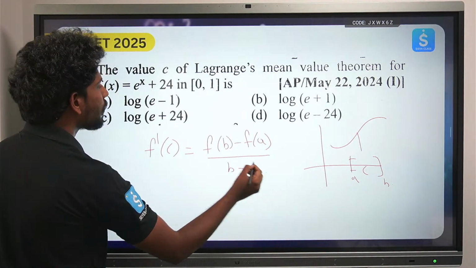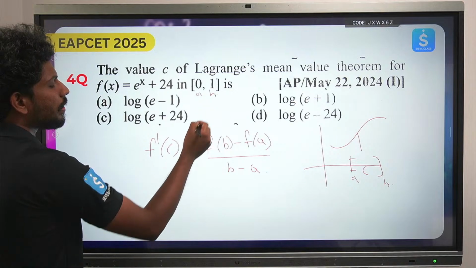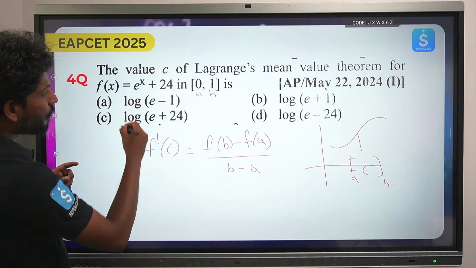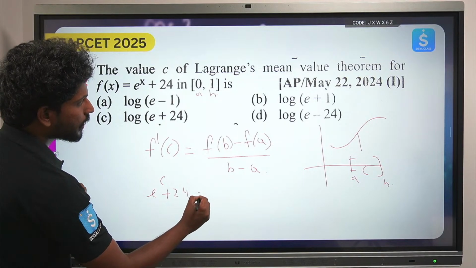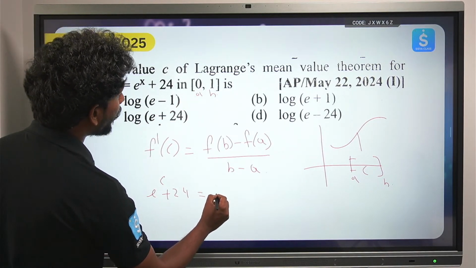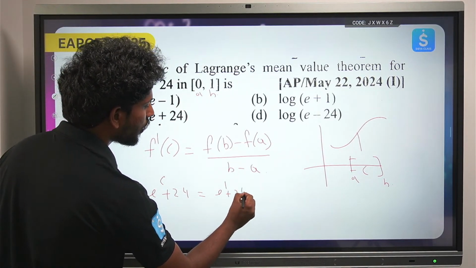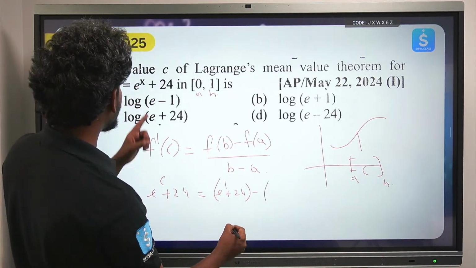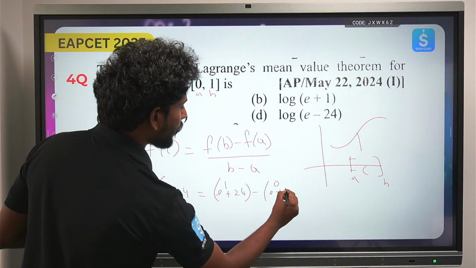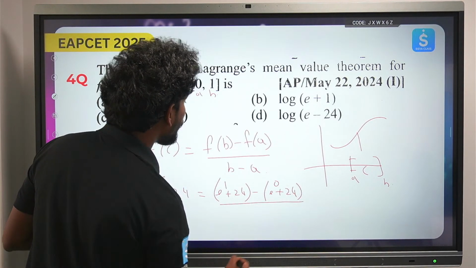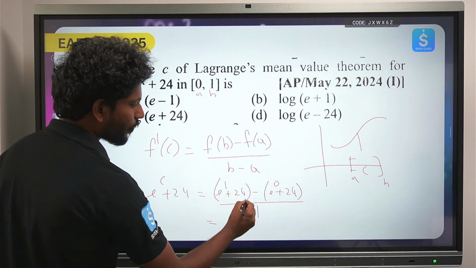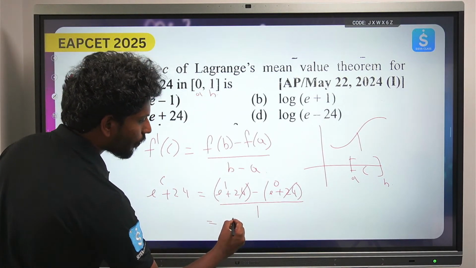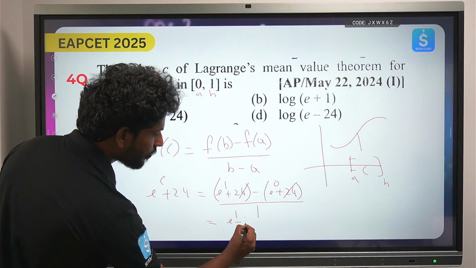Here we already have a and b, where a is 0 and b is 1. So f dash of x becomes e power c plus 24 is equal to f of b, that is e power 1 plus 24, minus e power 0 plus 24, by b minus a. So 1 minus 0 is 1. 24 minus 24 I can cancel. So e power 1 minus 1.